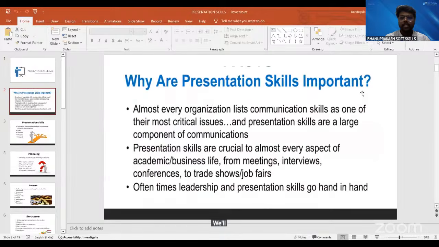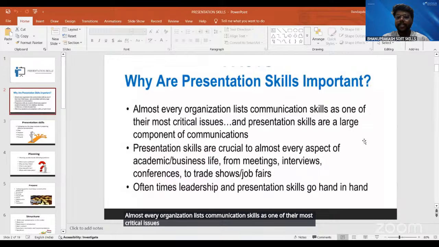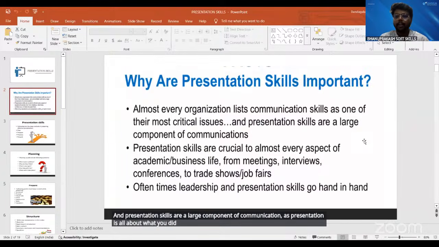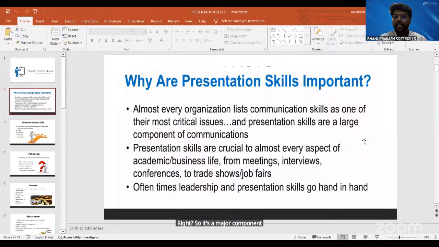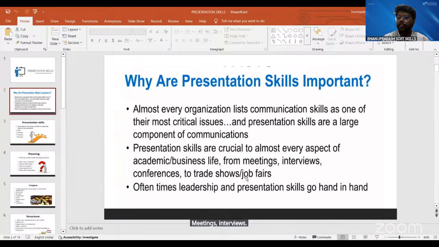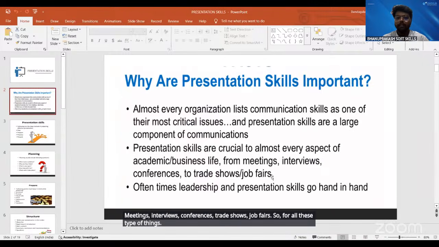We'll see why presentation skills are important. Almost every organization lists communication skills as one of their most critical issues, and presentation skills are a large component of communication. Presentation is all about communicating what you did with your voice and body language, so it's a major component. Presentation skills are crucial to almost every aspect of academic and business life: meetings, interviews, conferences, trade shows, job fairs.